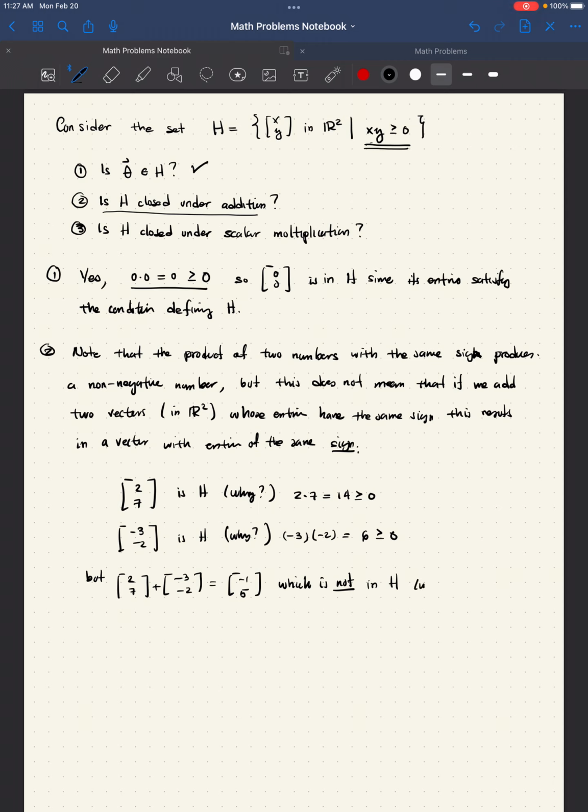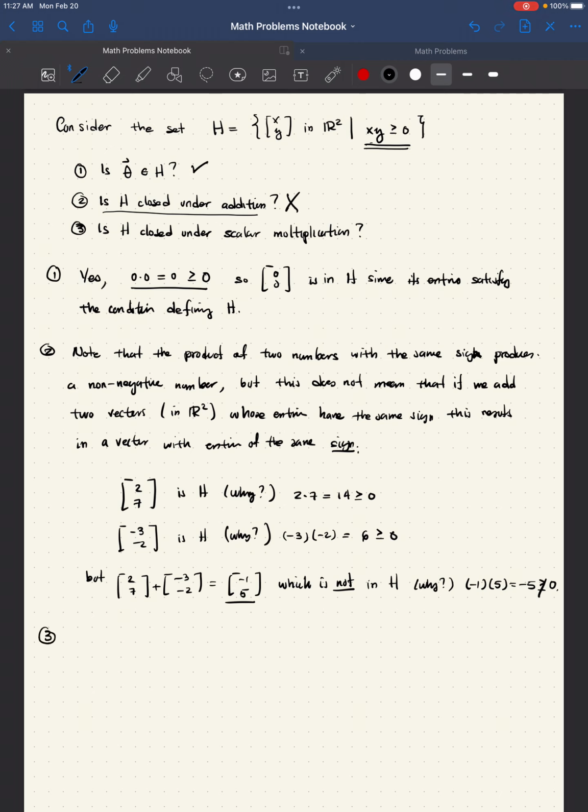How do we know that? Well, take the product of the entries of this vector, which is negative 1 times 5. This is negative 5, which is not greater or equal than 0. So what do we know from here? Well, H is not closed under addition. So that's a negative part. Okay, let's answer all the questions.